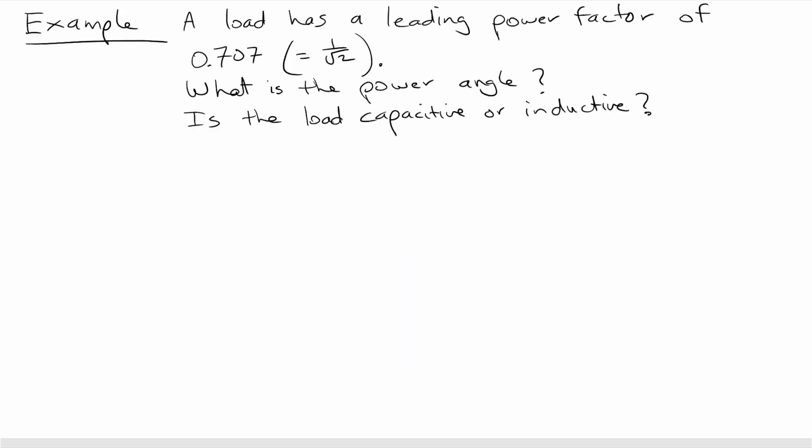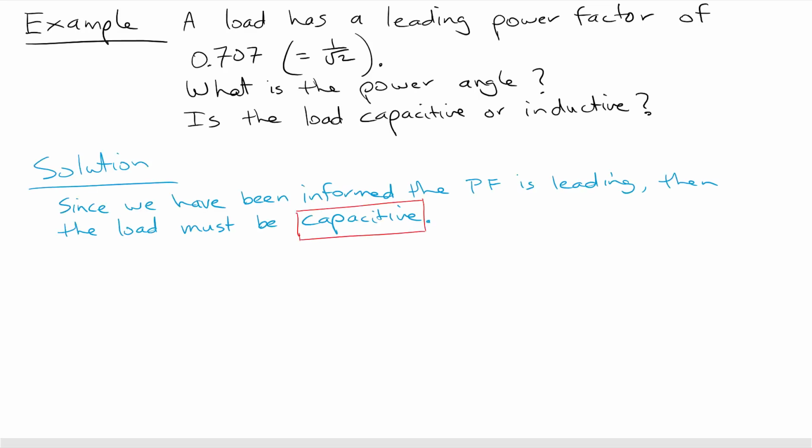Okay, so let's do a little example. A load has a leading power factor of 0.707, which is equal to 1 over root 2. So what we want to do is find out what is the power factor, and we have to state whether the load is capacitive or inductive. So you can use what you know and try to solve that right now, and in a second here I will start the solution.